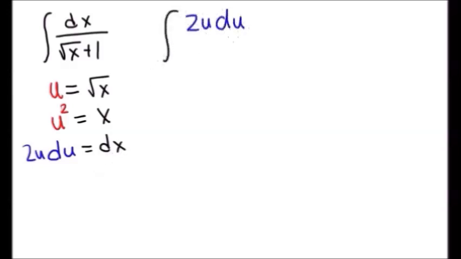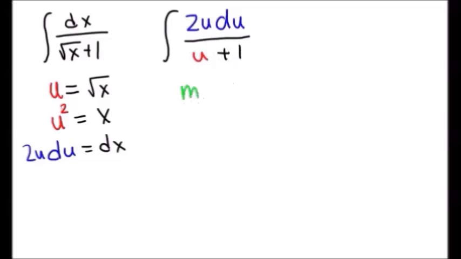Now we're going to be doing a harder integration involving u substitution. We have the integration of dx divided by the square root of x plus 1. Using u substitution, we can then have u equal to the square root of x, giving us 2u du equal to dx. This gives us the integration of 2u du divided by u plus 1.